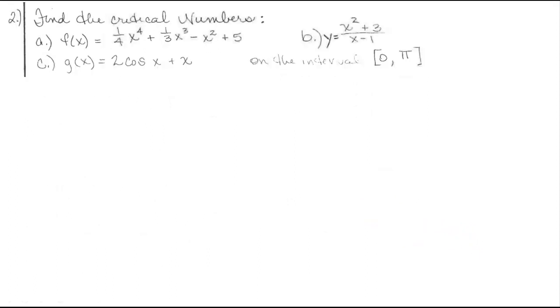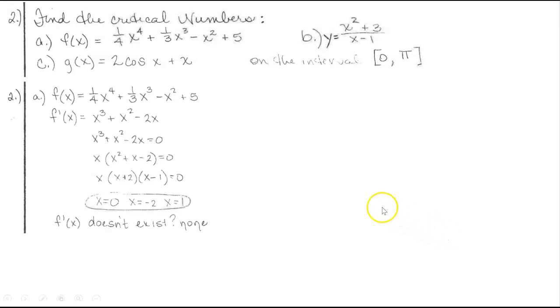All right, then for 2, finding our critical numbers, remember that your critical numbers are where your derivative equals 0 or your derivative doesn't exist. So first off, we're going to take the derivative. So we can say 4 times 1/4 x to the third, 3 times 1/3 x to the second, and then -2x plus 0. So here's our derivative. Let's set it equal to 0. So we're going to factor this. The first step in factoring is always take out your greatest common factor, and then this quadratic will factor as well. So once I get it factored, I'm going to set each one of my factors equal to 0, and that gives me my 3 critical numbers of 0, -2, and 1.